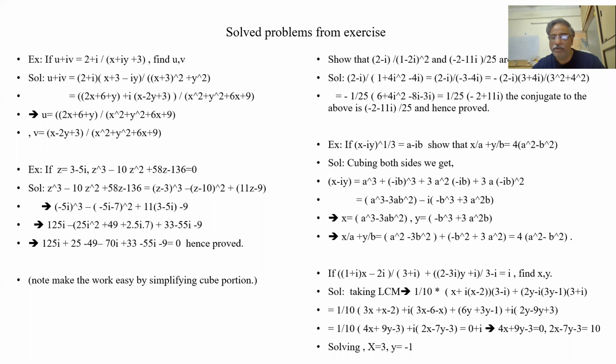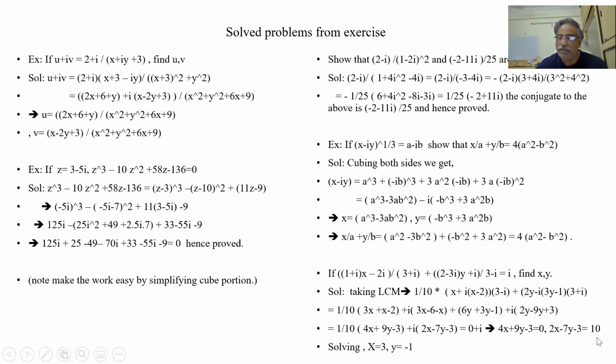So finally, by simplifying, the real term and the imaginary term, and when I equate, I get two equations: 4x plus 9y is equal to 3, 2x minus 7y is equal to 30. When I solve these two equations, because both the real portion and the imaginary portion have x and y, I'm getting x is 3, y is minus 1. It is equal to i. So the imaginary portion is 1, and the real portion is 0.